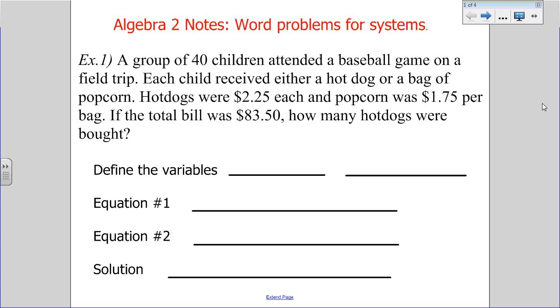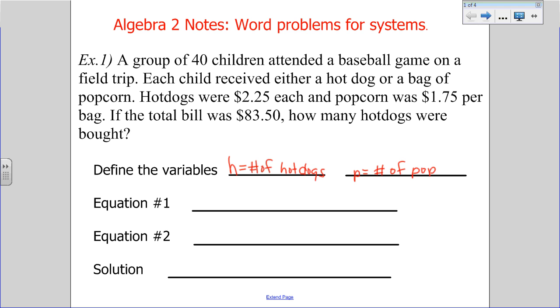My problem is there's more than one thing I don't know. I don't know the number of hot dogs that were bought. I also don't know the number of popcorns that were bought. And so what we're going to do is start by what we call defining our variables. So we're going to say h is equal to the number of hot dogs, and then I'm going to go with p is equal to the number of popcorns.